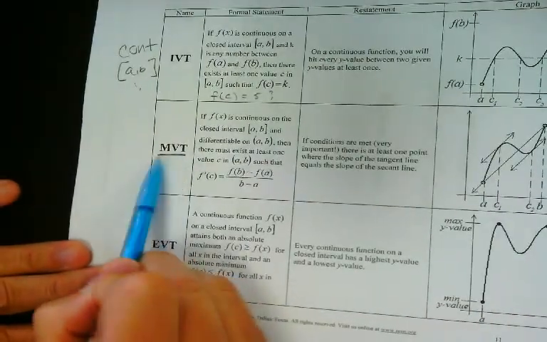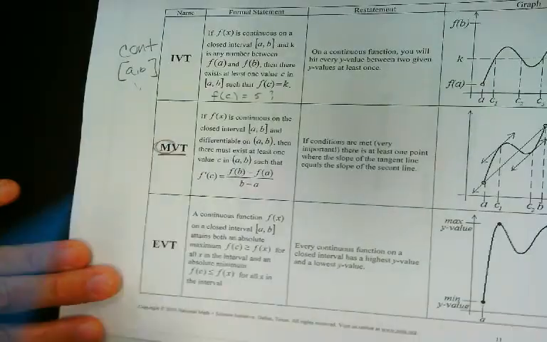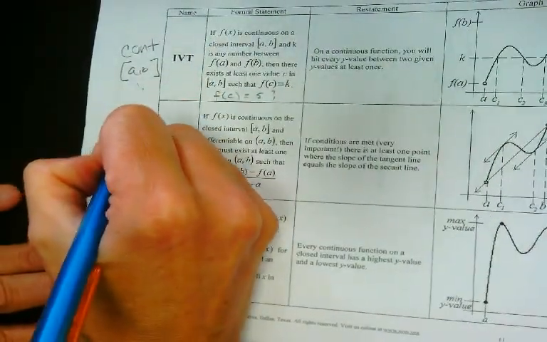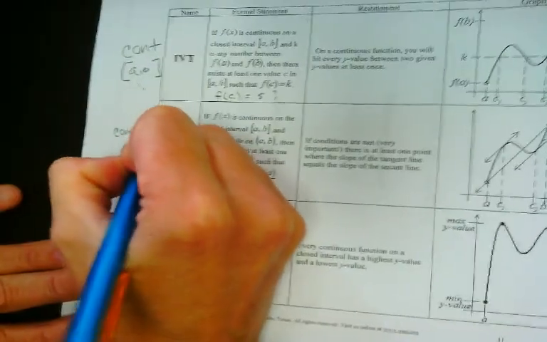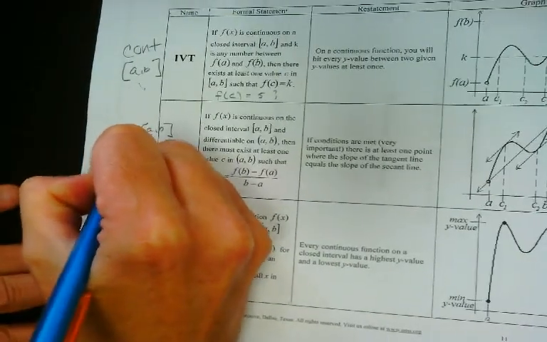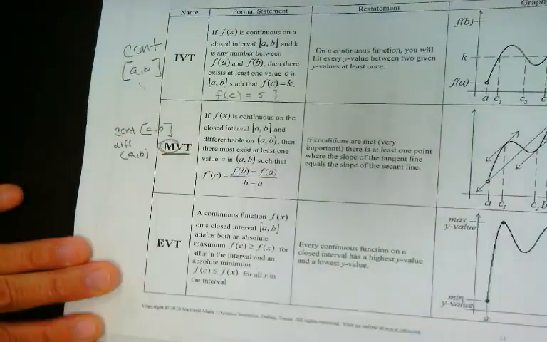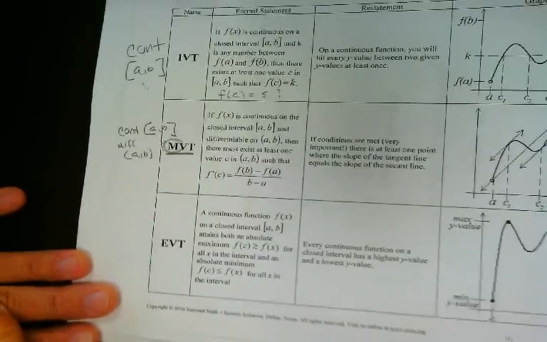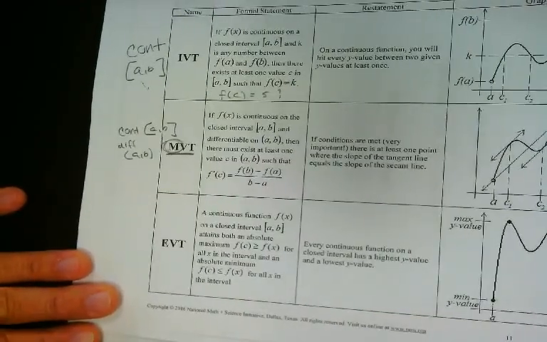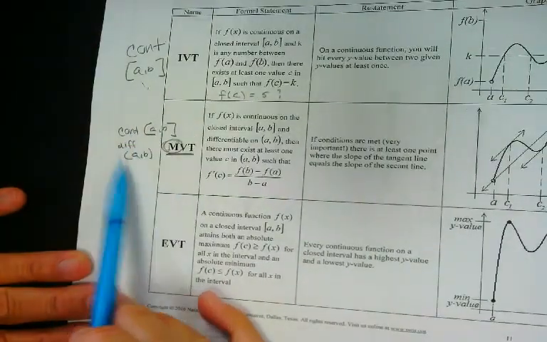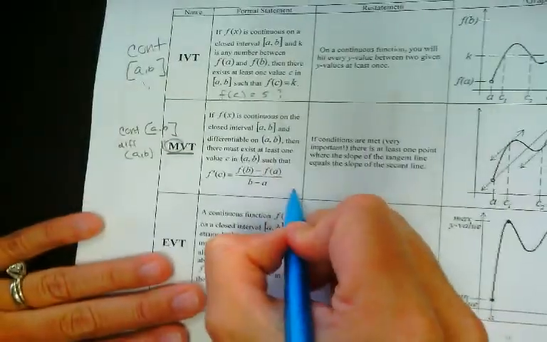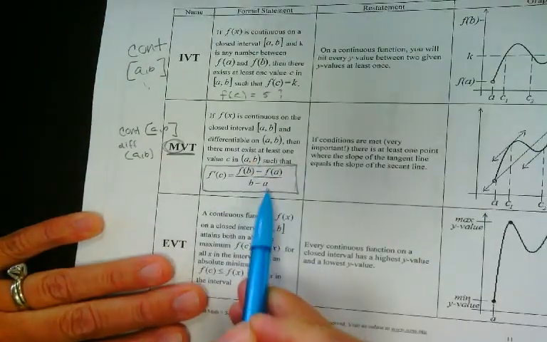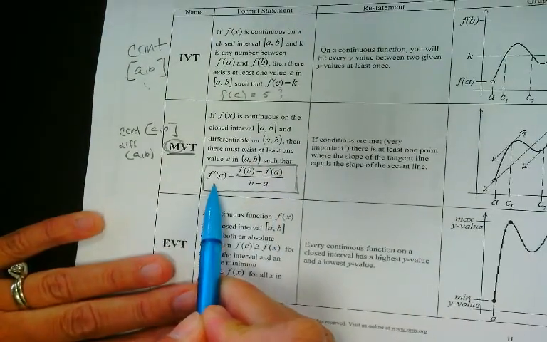MVT, okay, so now M stands for slope. Back in middle school we said M is your slope. This has to be continuous on the closed and differentiable on the open. Your sentence is going to have to start with those two conditions, and if they're not met, then the MVT doesn't apply. Continuous on the closed, differentiable on the open. Now I want you to box this in. This is the theorem you have to know: f of b minus f of a over b minus a equals f prime of c.